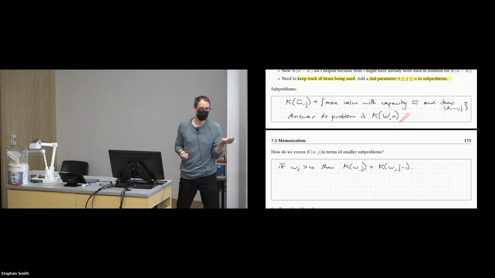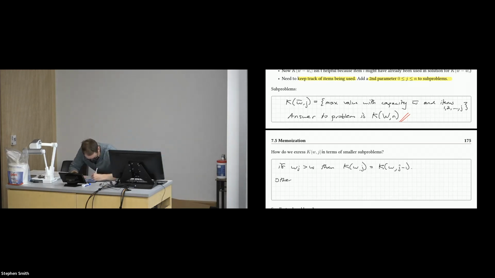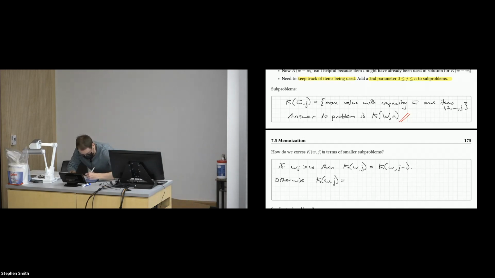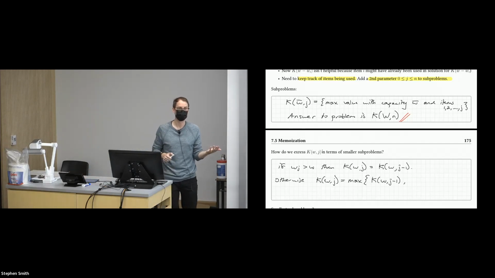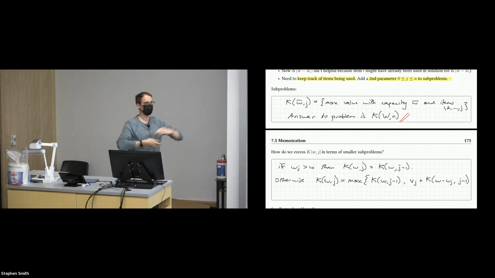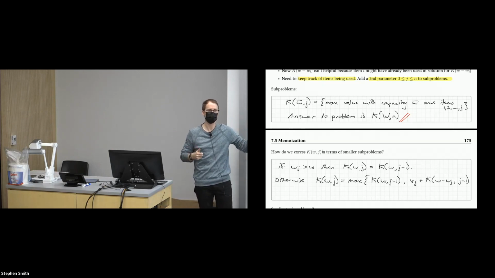Otherwise, if item j fits, then what happens? I think we've got two options in this case. One is I don't use item j in my solution, even if it's available. In that case, the solution to w, j is the same as the solution to w, j minus 1. The other option is I do use it. If I use it, then I get the value of it, which is v_j. And then what's left over? Well, it's going to be the subproblem w minus the weight of that item, and the remainder of my backpack has to be filled with the other items, which is 1 through j minus 1, because I've now used j in my solution. I can't use it again.